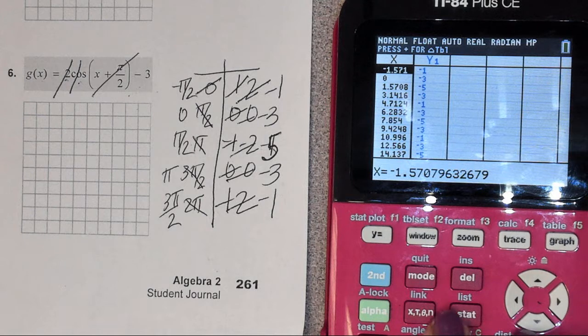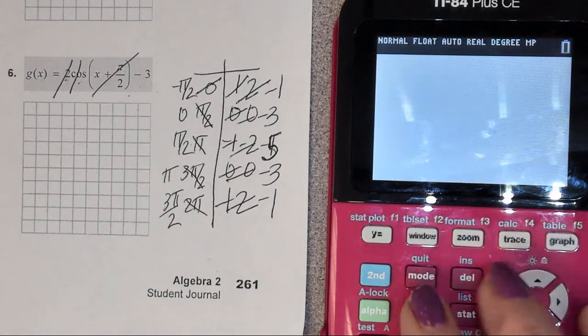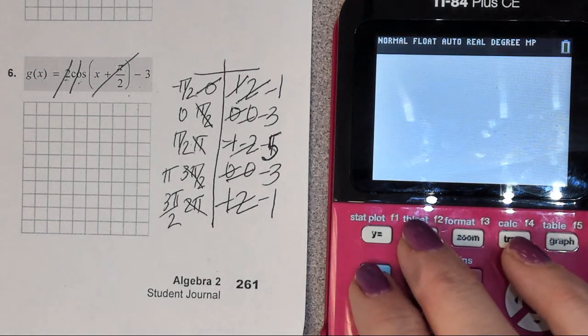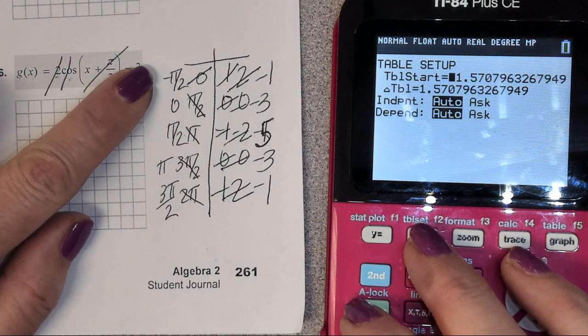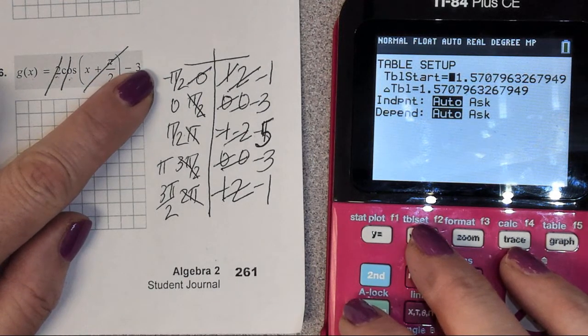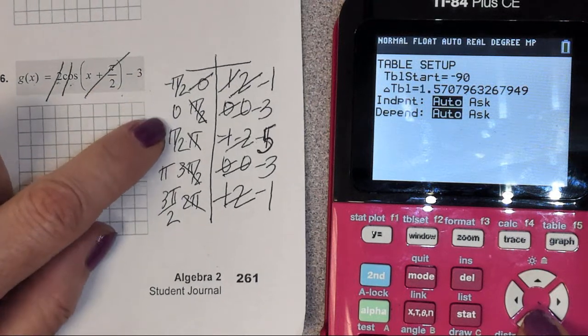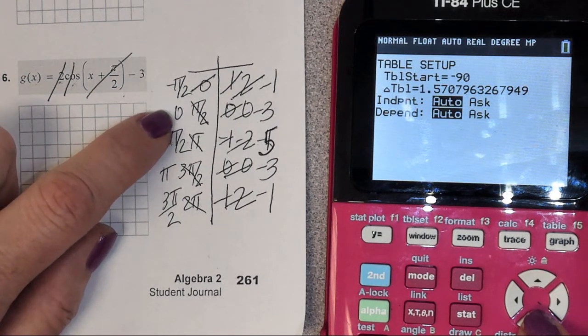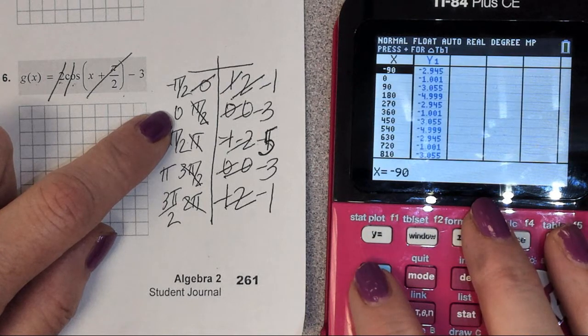Okay? A lot of people say, yeah, you have to be in radians to do this, but let me show you this too, guys. Let's say that I had my calculator in degrees. If I had my calculator in degrees and I wanted to check my table, where would my table now be starting? What's negative pi over 2? Negative 90. How much am I going up by every time? 90. And watch now when I look at my table.